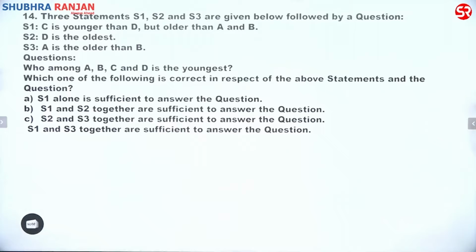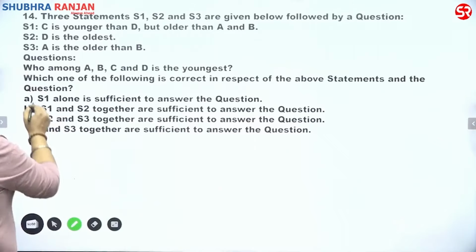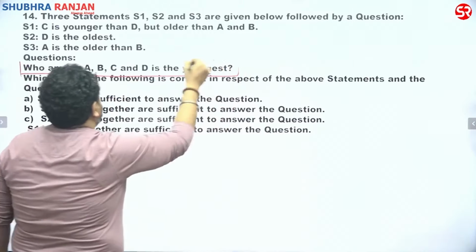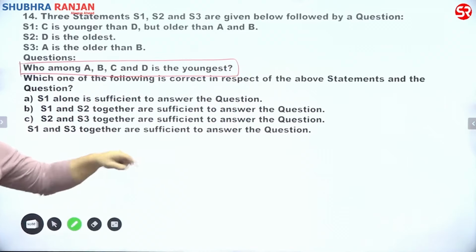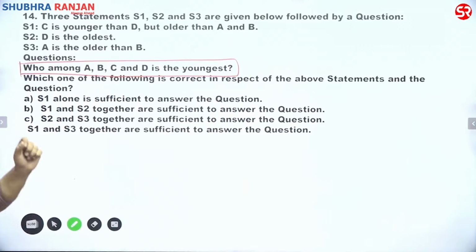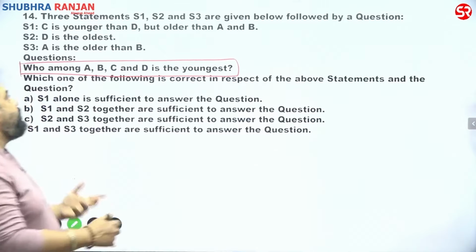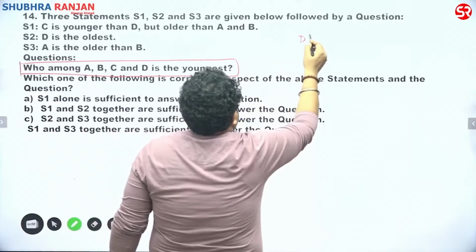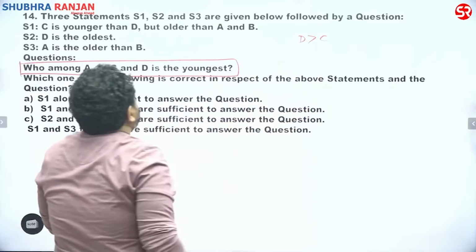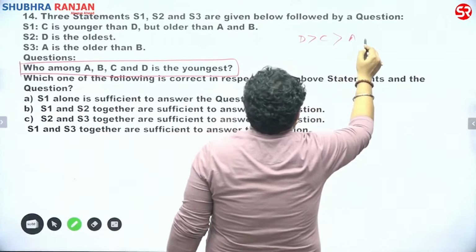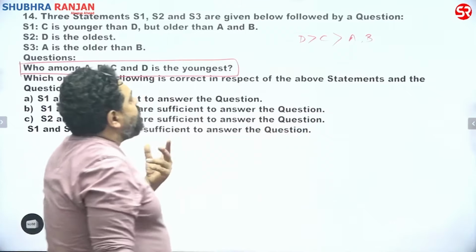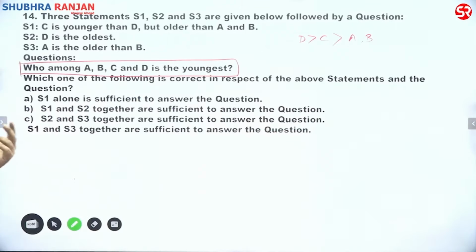Which among A, B, C, D is youngest? I've been doing so many questions. I am genuinely marking my question. One thing I am very good at is marking my question on paper also. Mark the question on paper. What is the question saying? Who is the youngest? Right? First statement, C is younger than D, but older than A and B. Right? Older than A and B. So now we don't know who is the youngest, because if he is older than A and then B comes, then B is youngest or A is youngest.